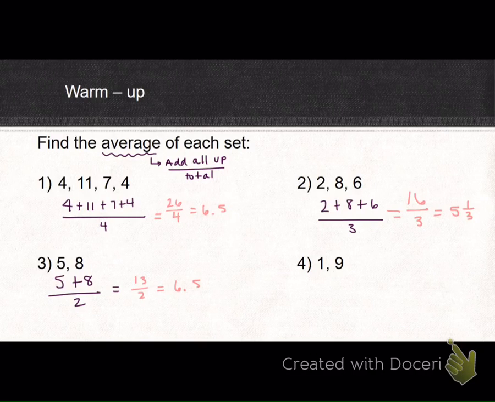And Gabe, go ahead and help me with the last one there. What do you get? 5. Yeah, 1 plus 9, you divided it by 2, because there's 2 pieces, and you get 5. All right, what questions do you guys have on finding the average? Because we're going to be using this concept today with the midpoint. Any questions so far? All right, then.